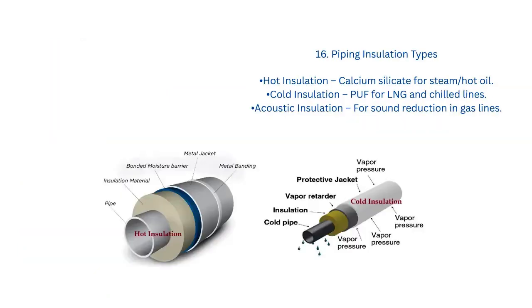16. Pipe insulation types. Insulation is used to manage temperature and safety. Hot insulation like calcium silicate is used for steam and hot oil lines. Cold insulation such as polyurethane foam is used for chilled water or LNG lines. Acoustic insulation is applied on gas lines to reduce noise.